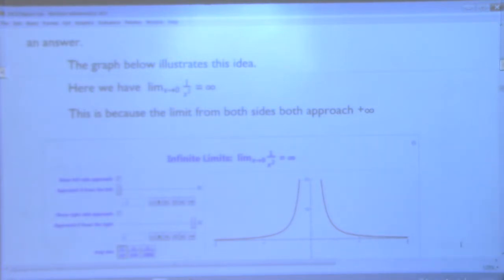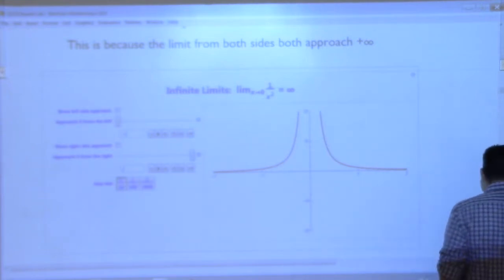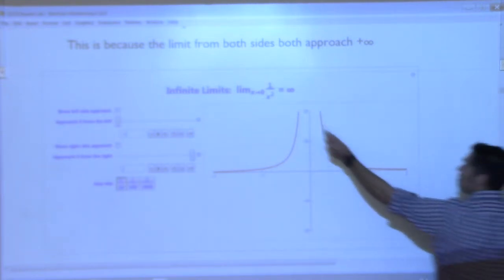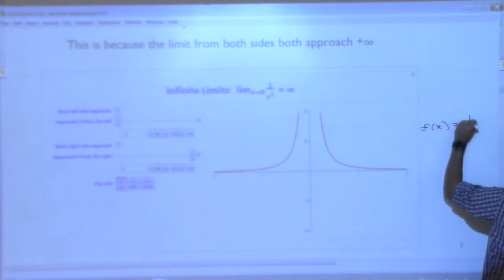So here's a graph. We've kind of talked about this already. We've seen this graph. I call this the volcano function. This is the function f of x equals 1 over x squared. You can see it right there.